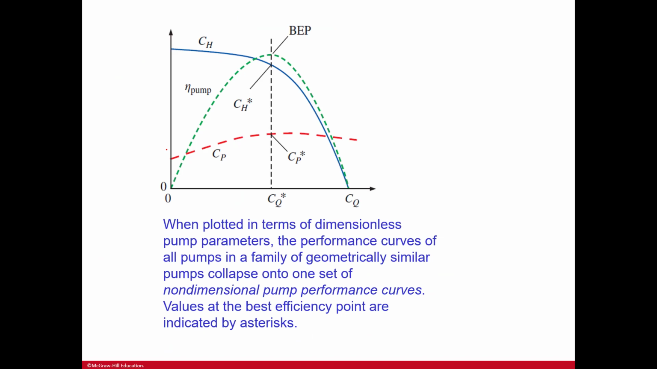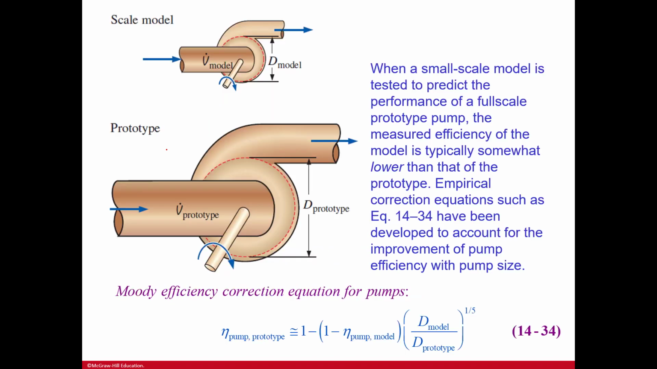So when plotted in terms of dimensionless pump parameters, the performance curves of all pumps in a family of geometrically similar pumps collapse onto one set of non-dimensional pump performance curves. Values at the BEP are indicated by asterisks. So here you see the scaled model and then the prototype, and the Moody efficiency correction equation for pumps below. And this is talking about when we take a small scaled model to test and predict a full scale prototype.